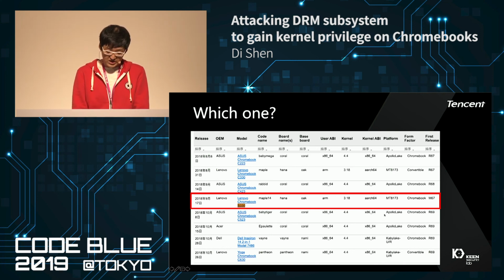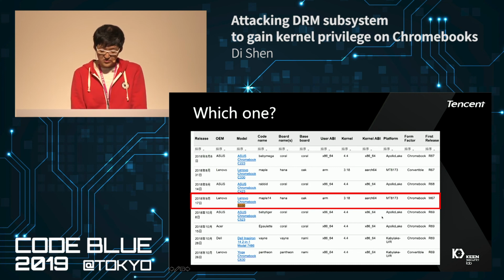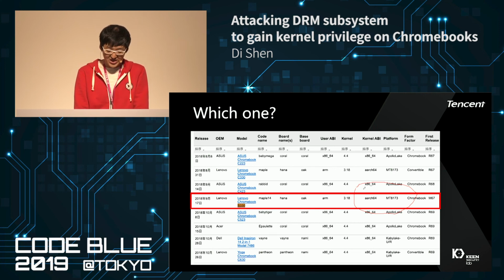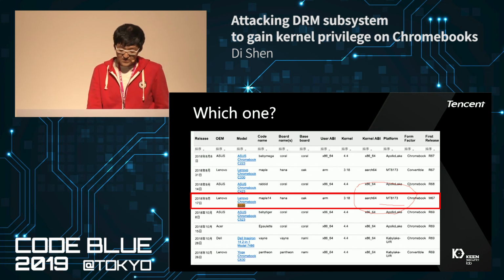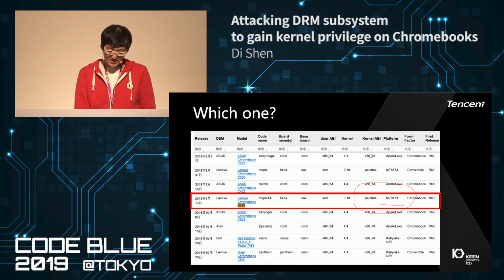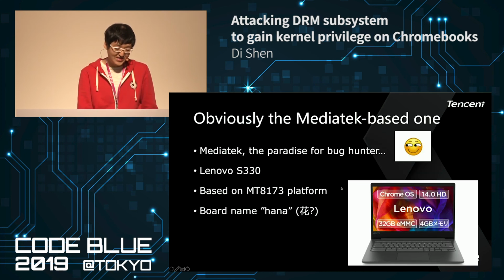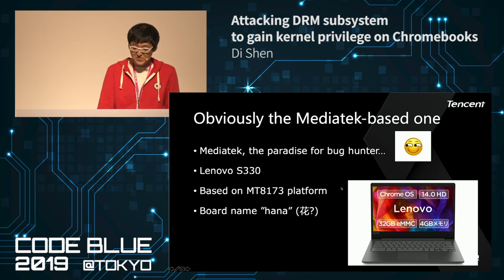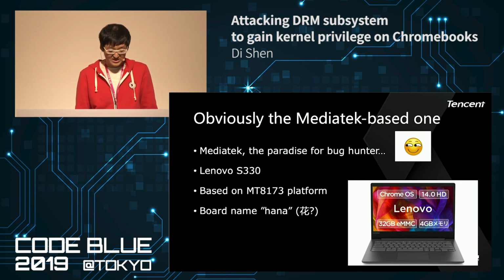After looking for a while, I found a very good one. That is the Lenovo Chromebook S330. It just came to my eyes because of its platform. Can you see that the platform and kernel ABI here are different from the others? It's not an Intel CPU, it's an ARM CPU, and it is powered by MediaTek. The platform model is MT8173, and it may be vulnerable because, I have to say, MediaTek is always the paradise for bug hunters. You can always find more and more bugs, endless bugs on MediaTek.